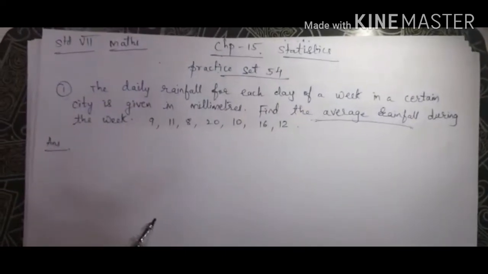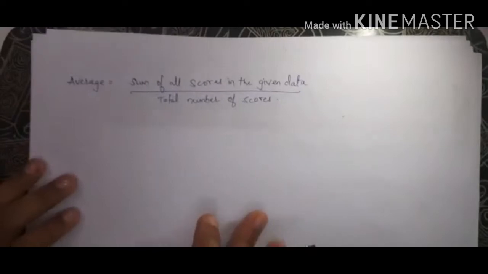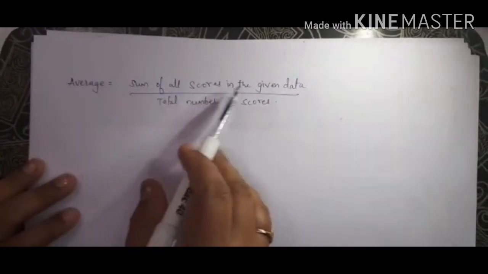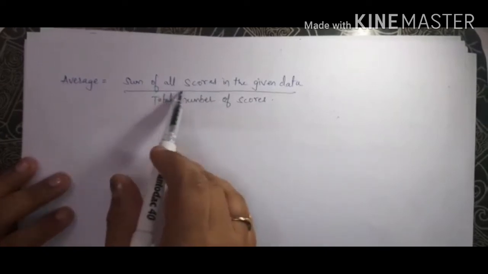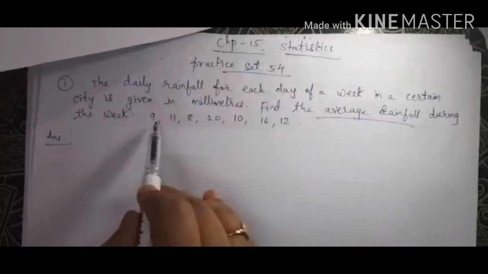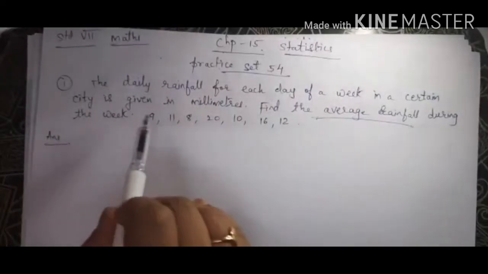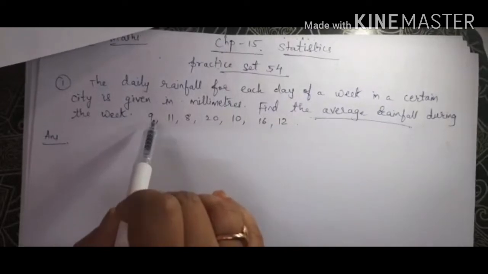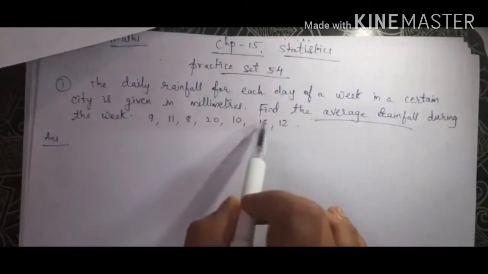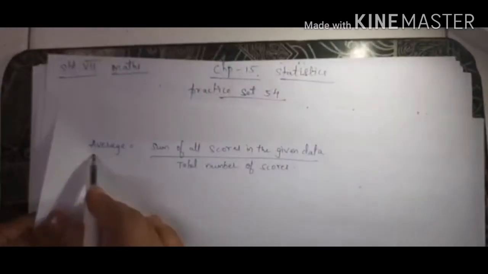So this is the formula of average. You should know, average is equal to the sum of all scores in the given data divided by the total number of scores. Whatever data is given, these numbers, together we have to add and divide by the total number of scores. How many times are they? 1, 2, 3, 4, 5, 6, 7. So we have to divide it by 7. So this is the formula of average.